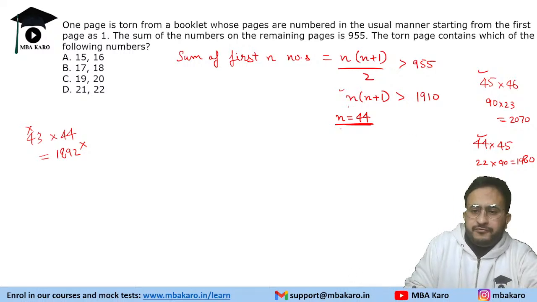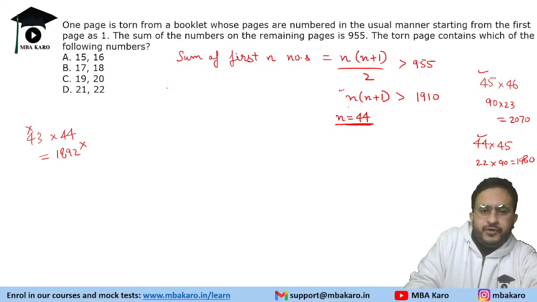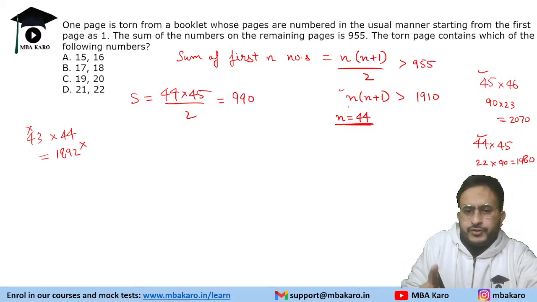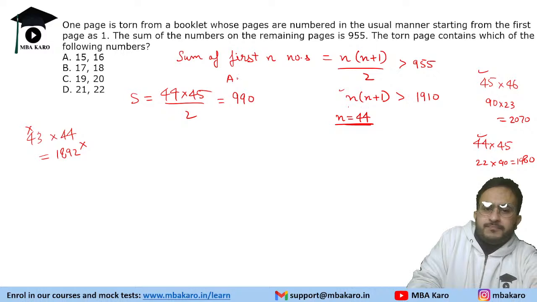So n is 44. So what is the sum of 44 numbers? 44 into 45 by 2. The sum will be 1980 by 2, which is 990. So this is the actual sum.